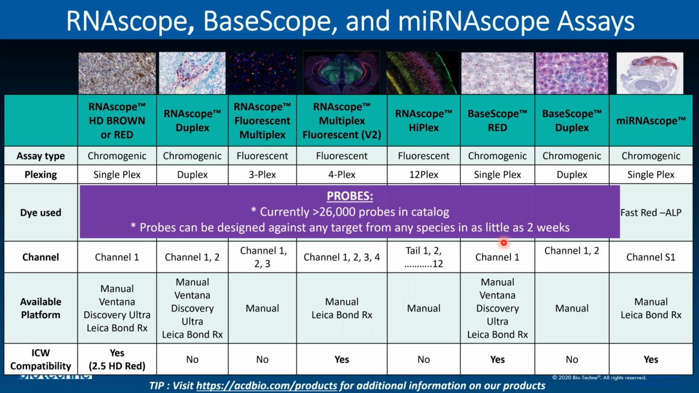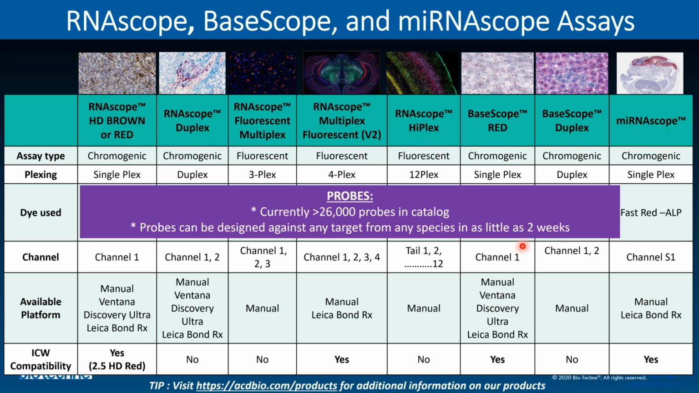Apart from that, we also have probes that are going to be used for detection. We currently have more than 20,000 probes in the catalog. And the point to remember is we can design probes against any target from any species, and the custom probe can be ready in as little as 2 weeks.